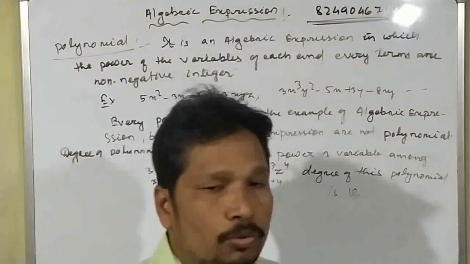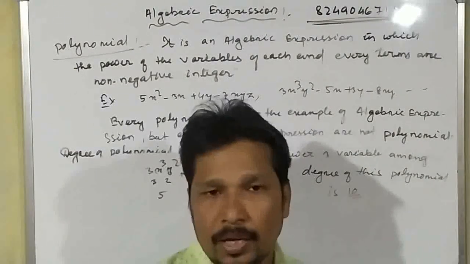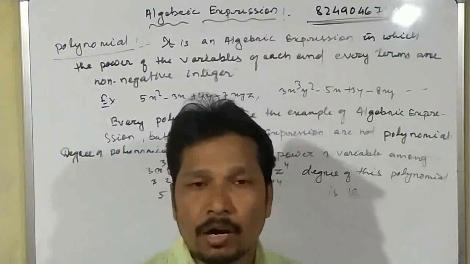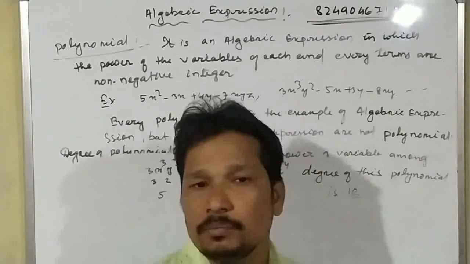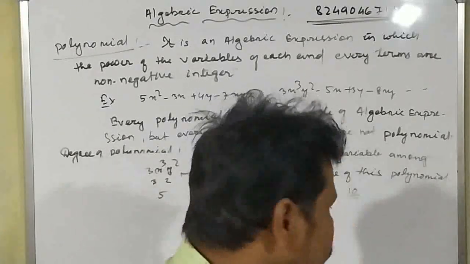So here we have finished the polynomial and the degree of the polynomial. Now you will learn about the types of polynomials. Okay student?